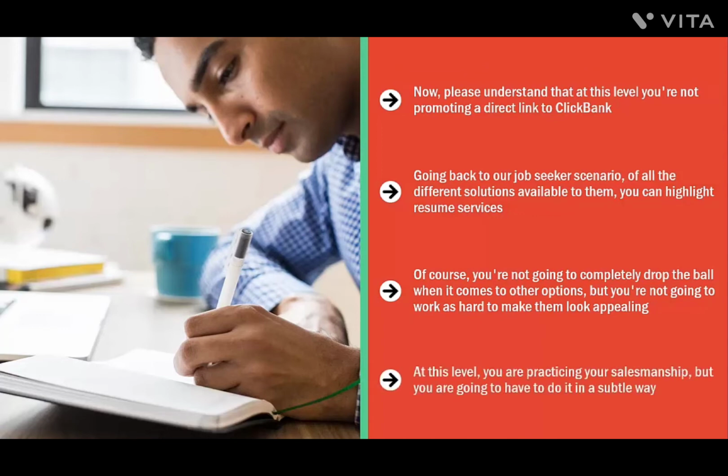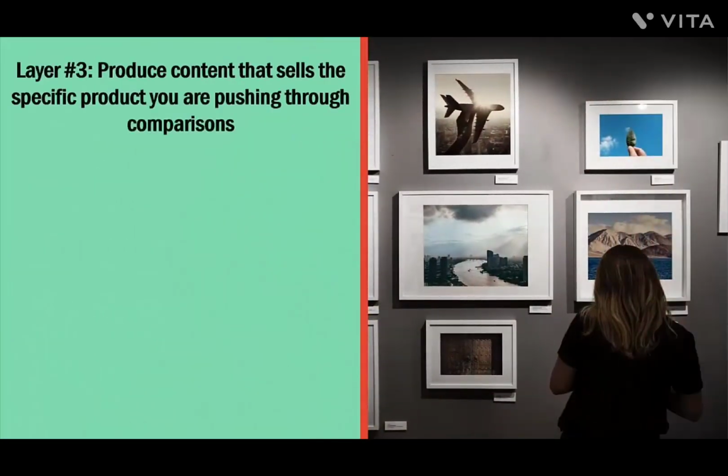At this level, you are practicing your salesmanship, but you're going to have to do it in a subtle way. You cannot be obvious. While you're not blatantly promoting a specific product, you are directing the mind and the attention of your prospect to a specific set of options. Layer number 3, produce content that sells the specific product you are pushing through comparisons.